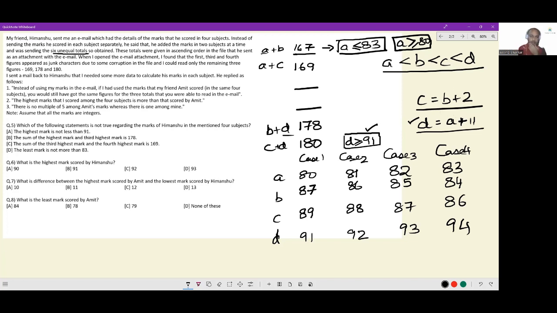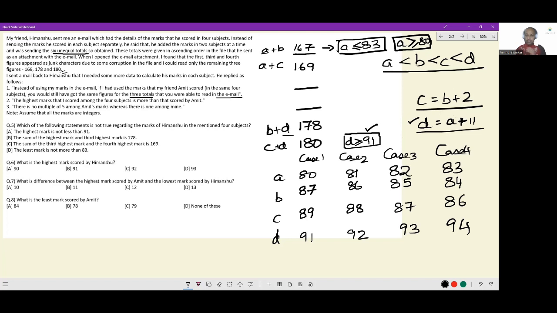Okay, let's get back to the rest of the question. So far, we have only read this part. I sent a mail back to Himanshu that I needed more data to calculate his marks in each subject. We have 4 cases, but we need more data. He replied as follows. Instead of using my marks in the email, if I had used the marks that my friend Amit scored in the same 4 subjects, you would still have got the same figures for the 3 totals that you were able to read in the email.